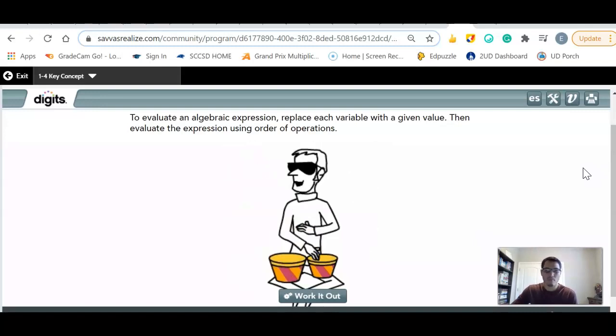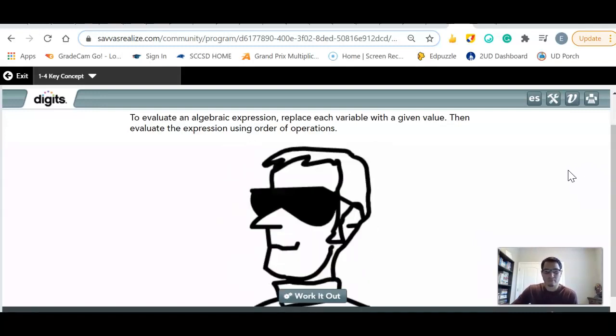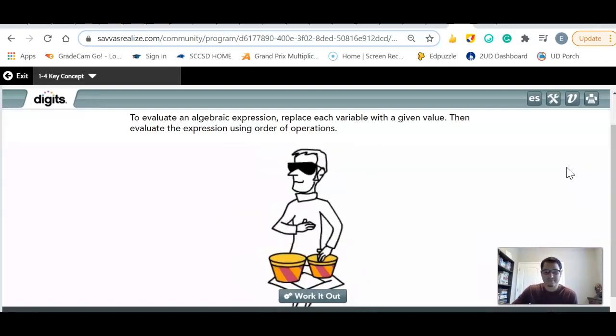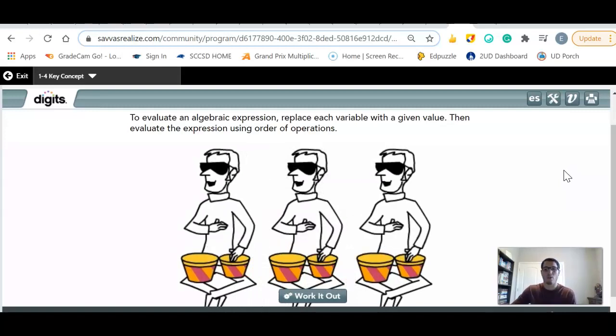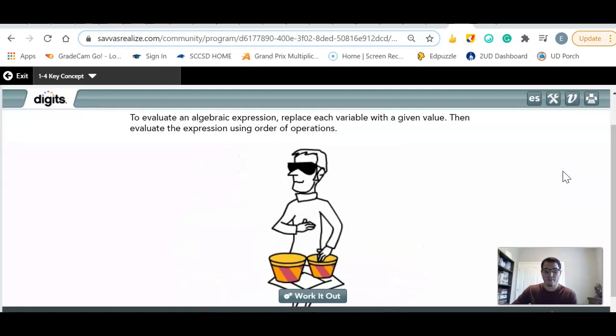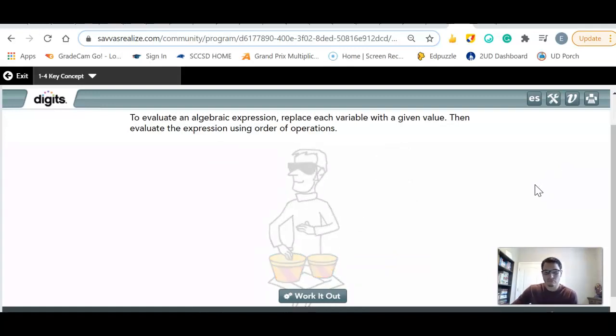Algebraic expressions have at least one variable. In fact, they can have several. They can have more than one operation too. So they take some extra steps to evaluate.